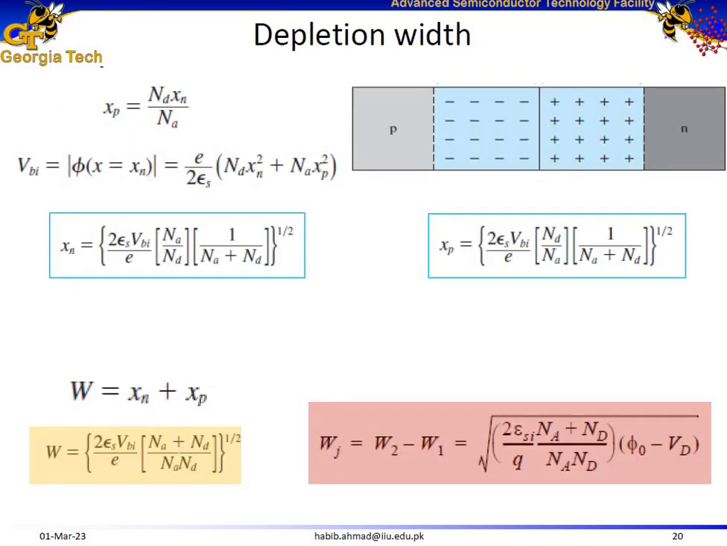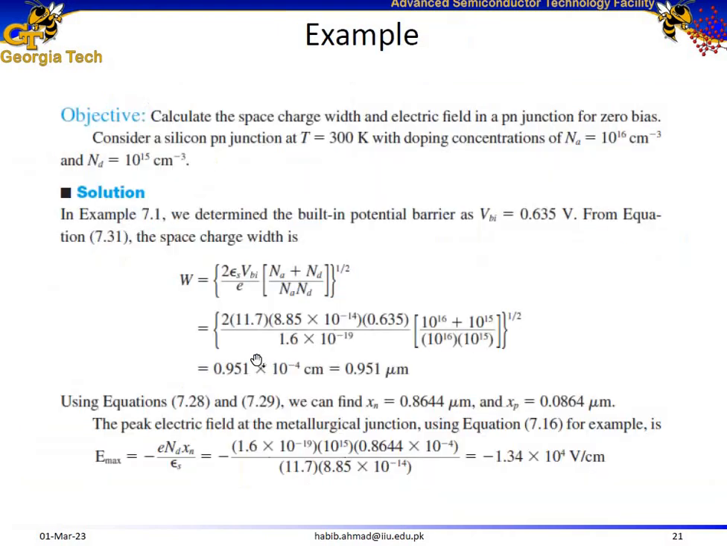So basically you got equations for calculating the built-in potential, the electric field, the potential inside the depletion region at any point, and for the depletion width of the PN junctions. Now let us try to understand it with the help of an example, in which we are asked to calculate the space charge width and the electric field in a PN junction for zero bias, which means under thermal equilibrium. So whenever you see zero bias, it means under thermal equilibrium.